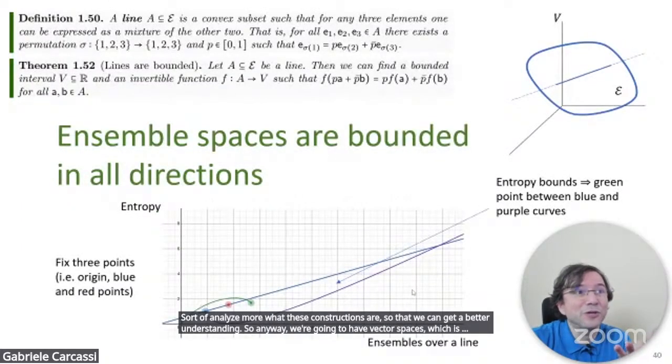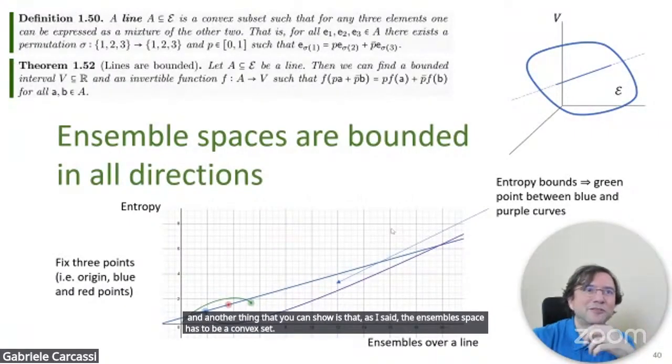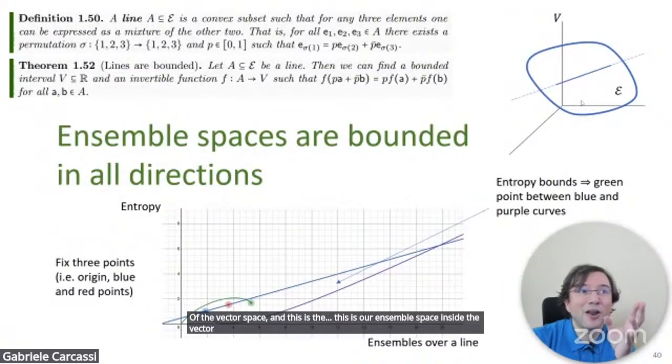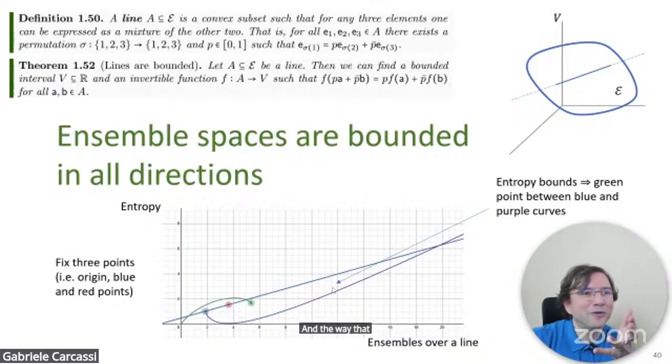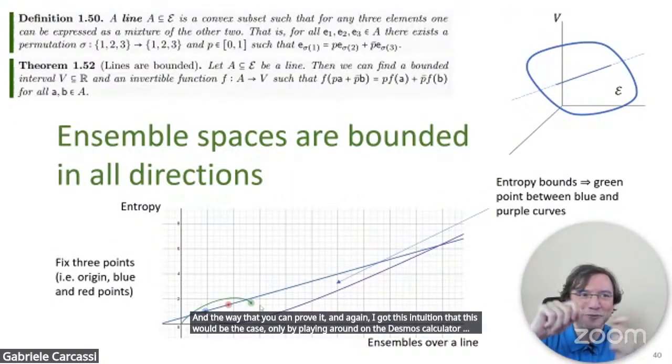Another thing that you can show is that, as I said, the ensemble space has to be a convex set of the vector space, and this is our ensemble space inside the vector space. But not only is it convex, it has to be bounded in all directions. And the way that you can prove it, and again, I got this intuition only by playing around on the Desmos calculator online and fixing things.